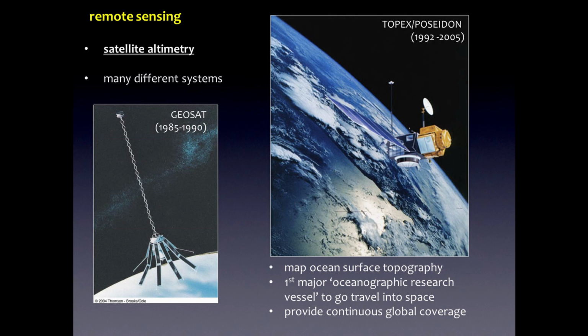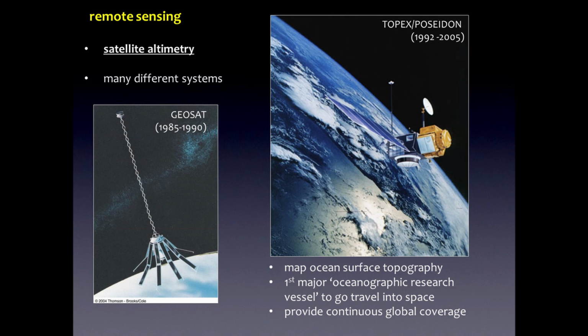What the Topex Poseidon did was map the ocean surface topography, and it was sort of the first major oceanographic research vessel to go into space. So it sits there, it orbits the Earth, and what it does is send down thousands of radar pulses per second. And these measure the distance from the ocean surface to the satellite within an error of about 0.03 meters, which isn't that bad when you consider the great distances that it's traveling. But through the use of satellites such as GEOSAT and Topex Poseidon, we're able to accurately map the ocean floor.